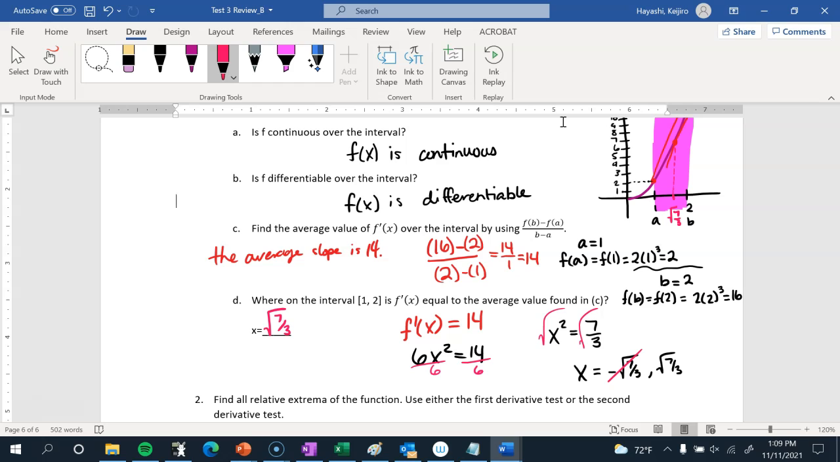That's the exact point on the function where the derivative at exactly that point is going to match the average slope from one endpoint to the other. And it's the only place that it does.